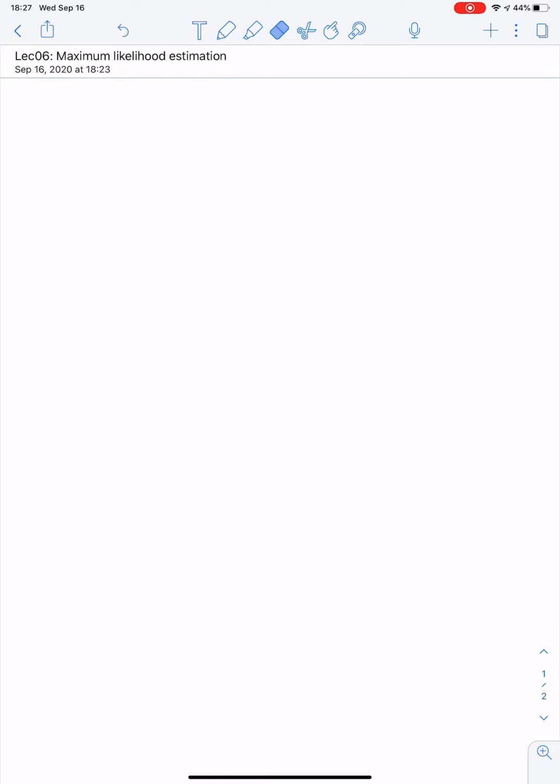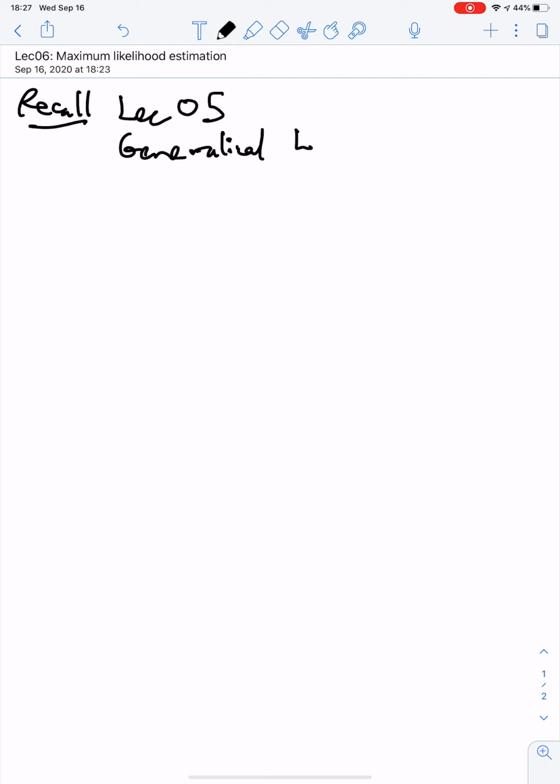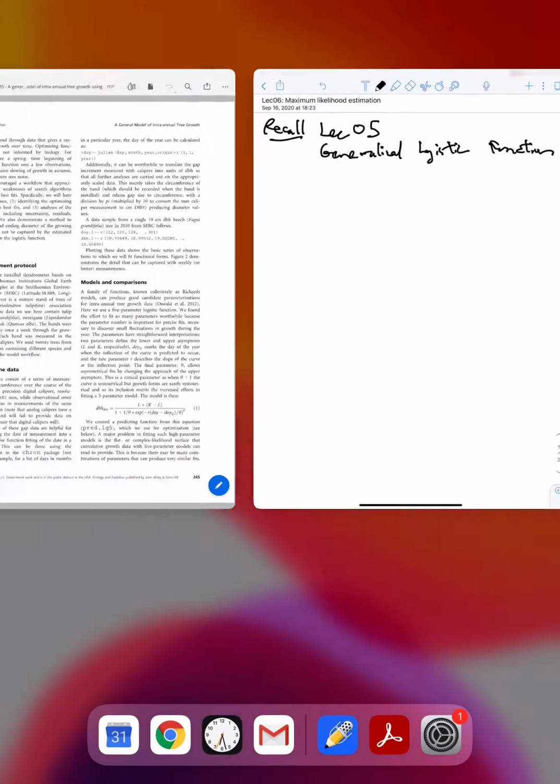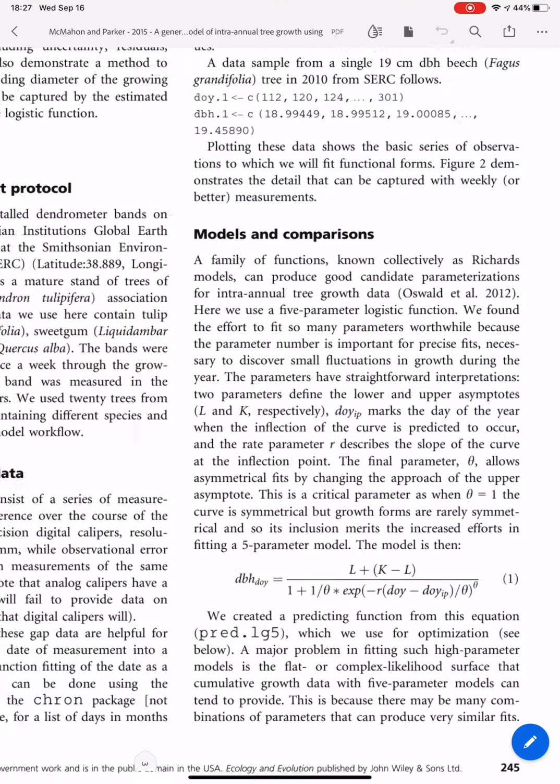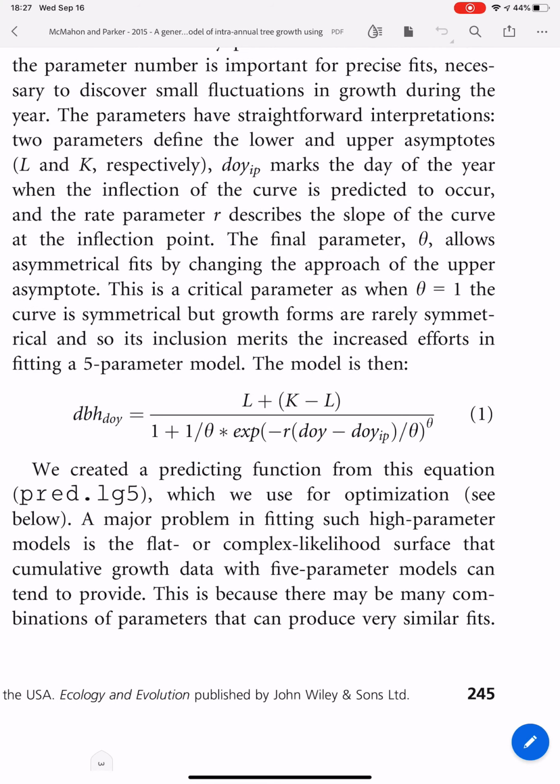All right, everybody, recall from last time, from lecture 5, we talked about the generalized logistic function. I'm not going to rewrite it, but rather I'm going to show it right here. Maybe you want to pause it if you want to rewrite it exactly. Again, it's a five-parameter model. So for a given day of year and five different parameter values, it's going to give you what the DBH is.